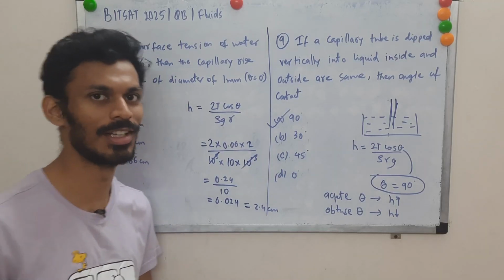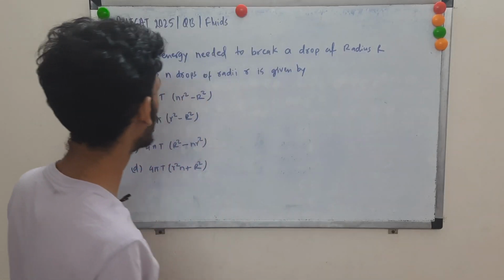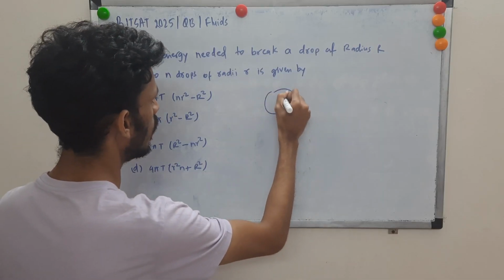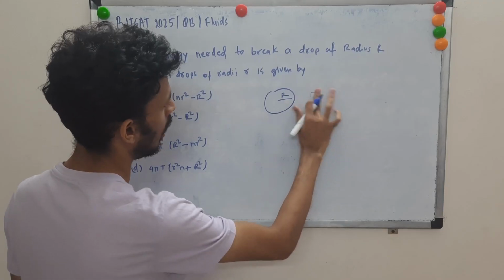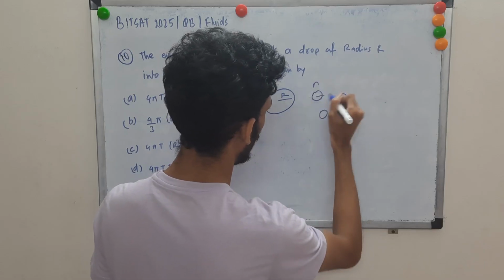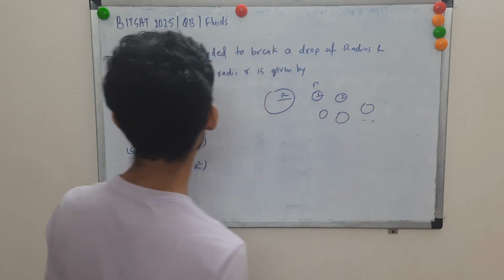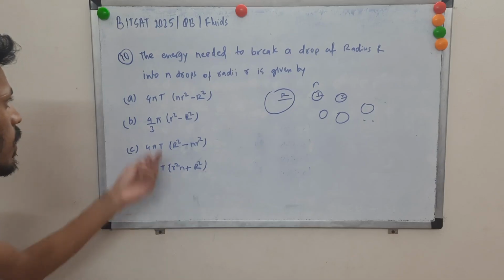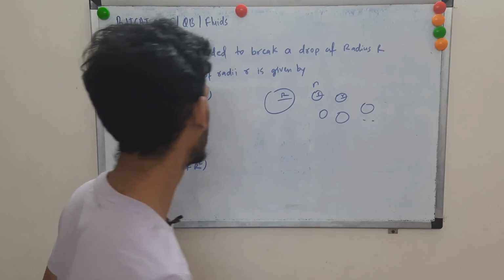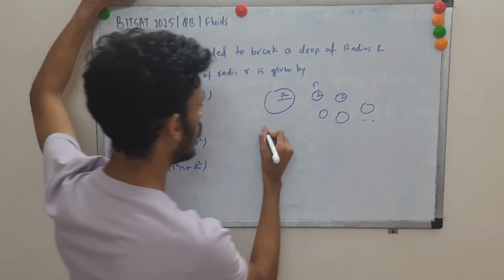Over to the last question for the day. Here we have the final question for the day, based on surface energy. The energy needed to break a drop of radius R into n drops of radius small r. So you just break it into smaller drops. Suppose these are n in number, each of them having radius small r. The answers are given in terms of n and r only. We don't have to equate the volume or anything as such, which you might do typically. So here what will be the energy?